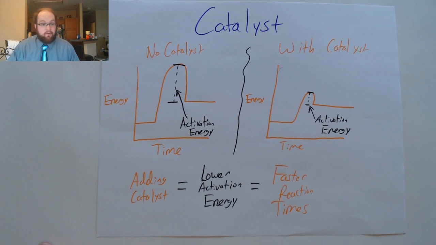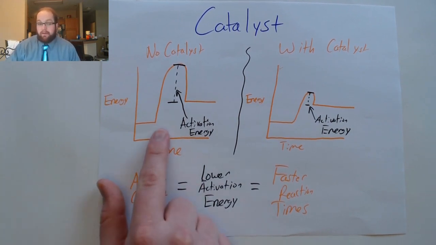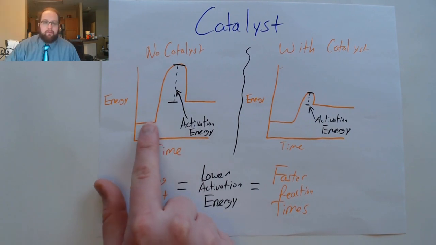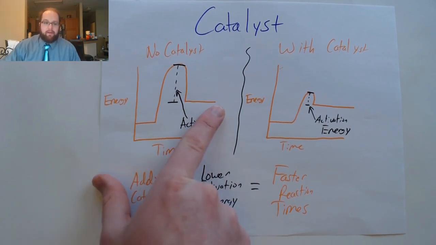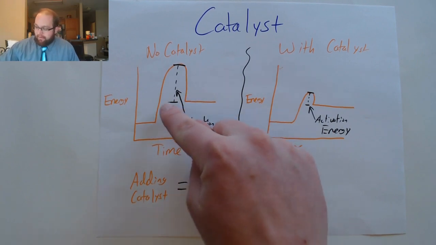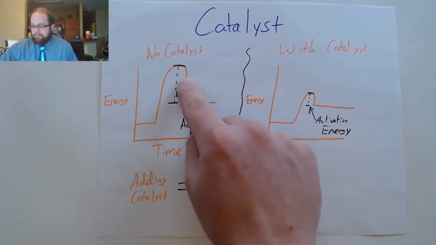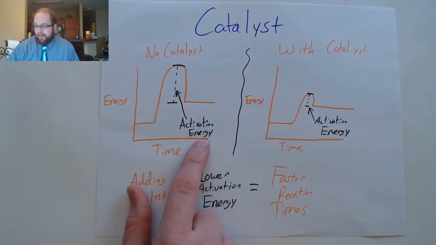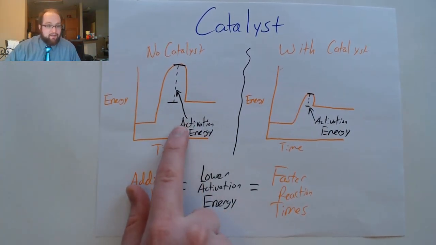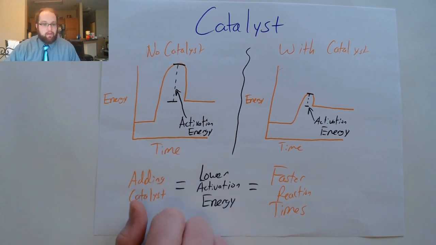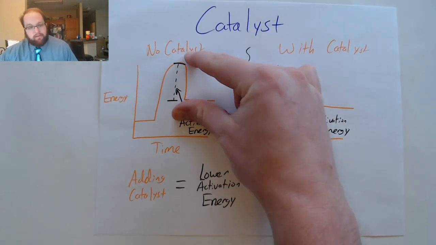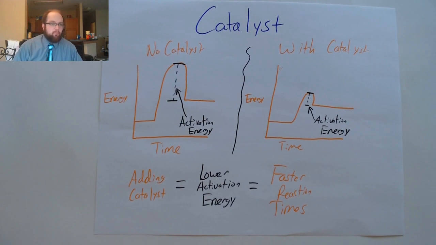So, you might remember some of these graphs when we talked about endo and exothermic. This would be an example of an endothermic graph because we have energy increasing over time. But what we see here is this weird bump in the middle. That is called the activation energy. That is the amount of energy it takes to activate a chemical reaction. The bigger this is, usually the slower the reaction.